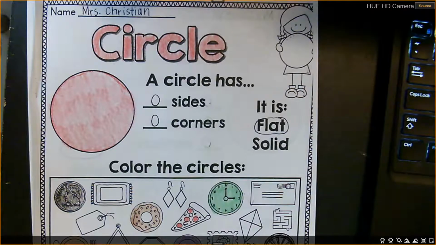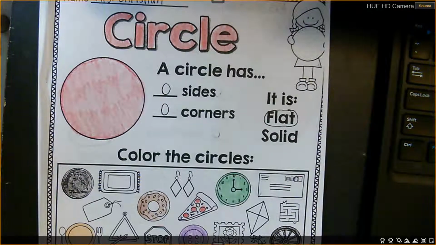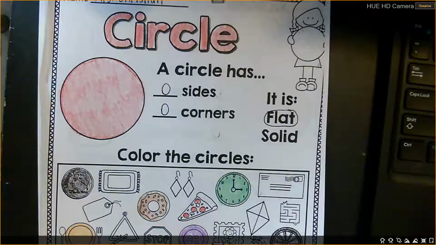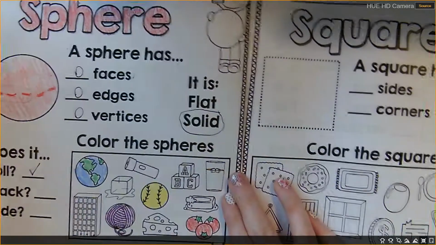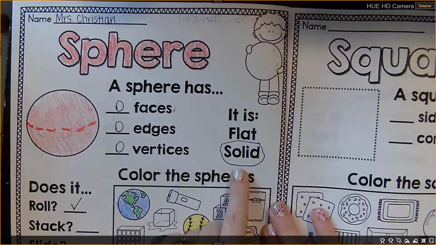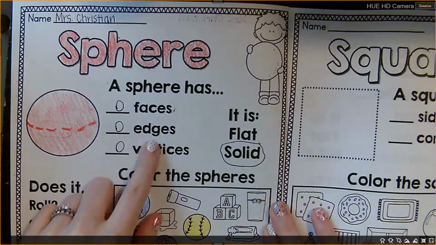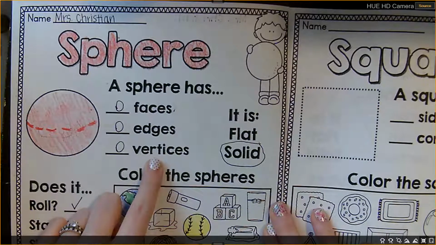Yesterday we talked about a circle. A circle has zero sides and zero corners, and it's a 2D shape because it is flat. And we also talked about a sphere. A sphere is a 3D shape. It is a solid shape, and it has zero faces, zero edges, and zero vertices.